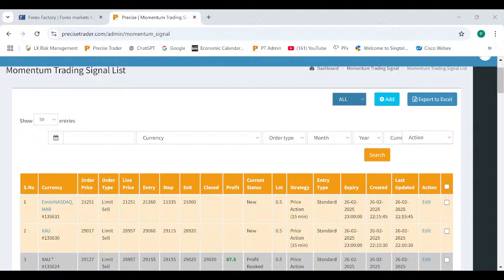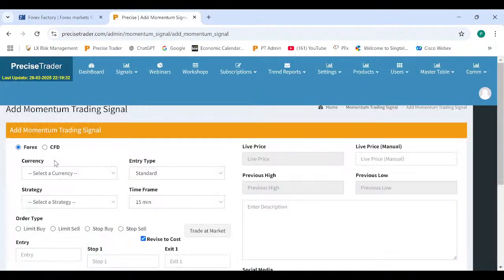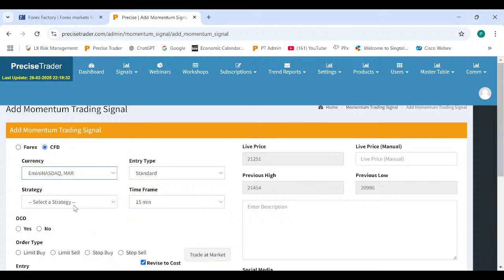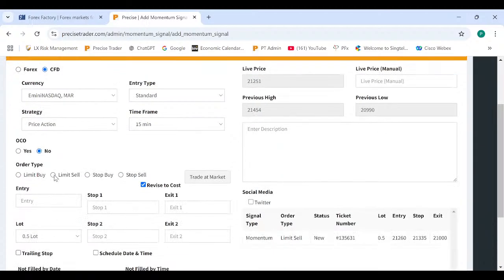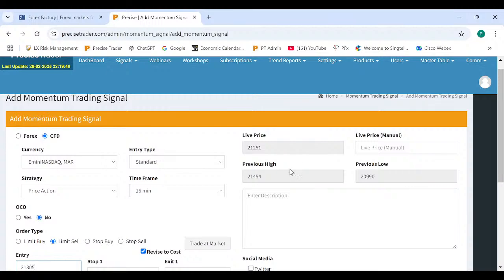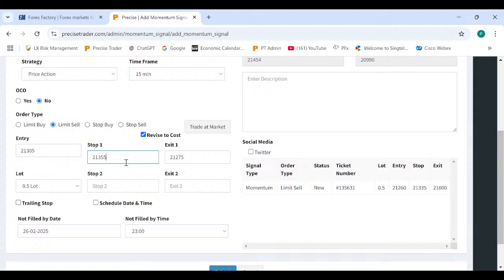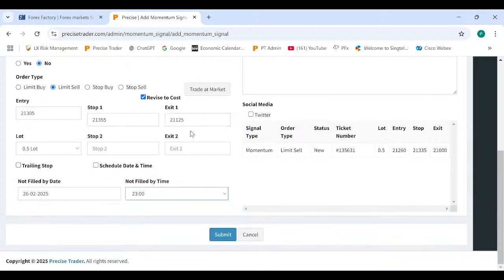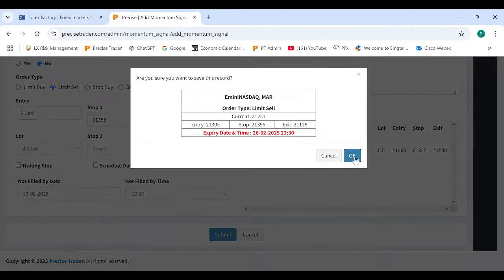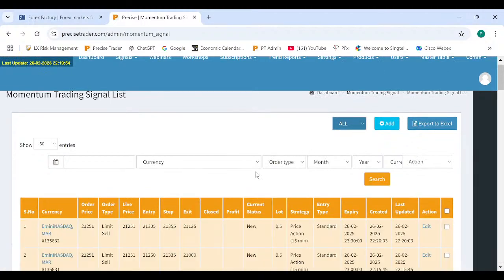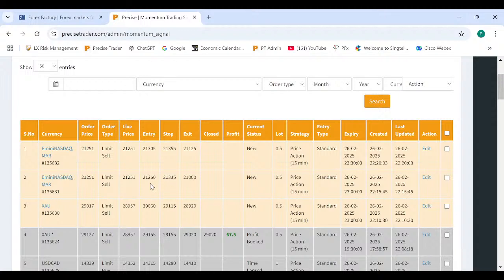Okay, let's put in. We are trying to sell Nasdaq at 21305, stop 55, and 21125. This one we will also put until 11:30. So we are trying to enter two trades. One is trying to sell at 260 with a 75 pips stop loss. Another one we are trying to sell at 21305 with a 50 pips stop loss. Let's see how this happens.